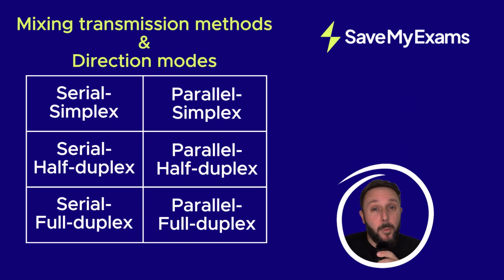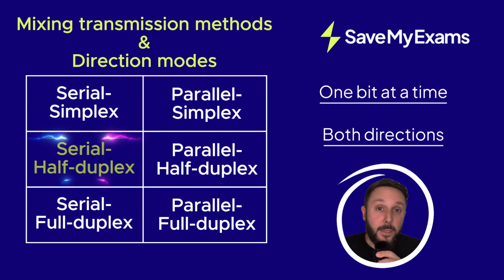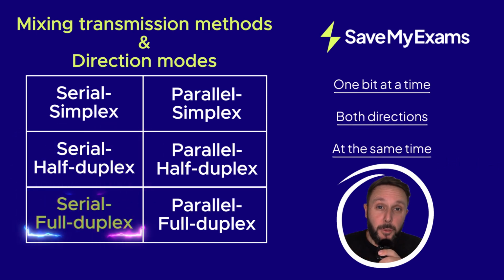Right, so this is where it gets a little bit more tricky because you can mix any transmission method with a direction mode. Serial simplex sends one bit of data at a time in one direction. Serial half duplex sends one bit at a time, but the direction changes. Serial full duplex uses two separate wires, so both directions can be used at the same time.